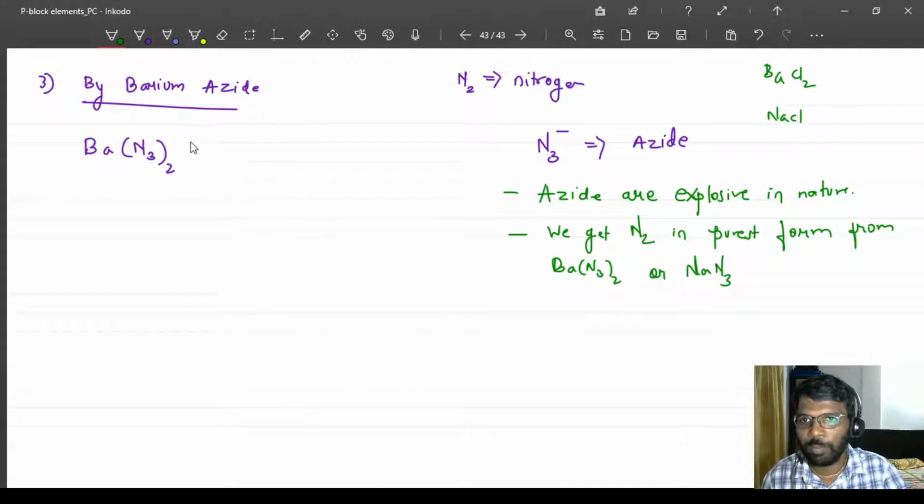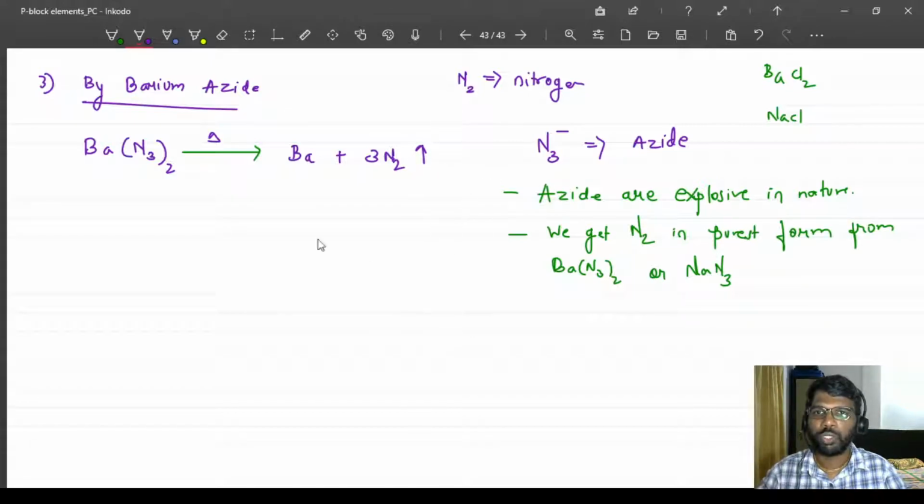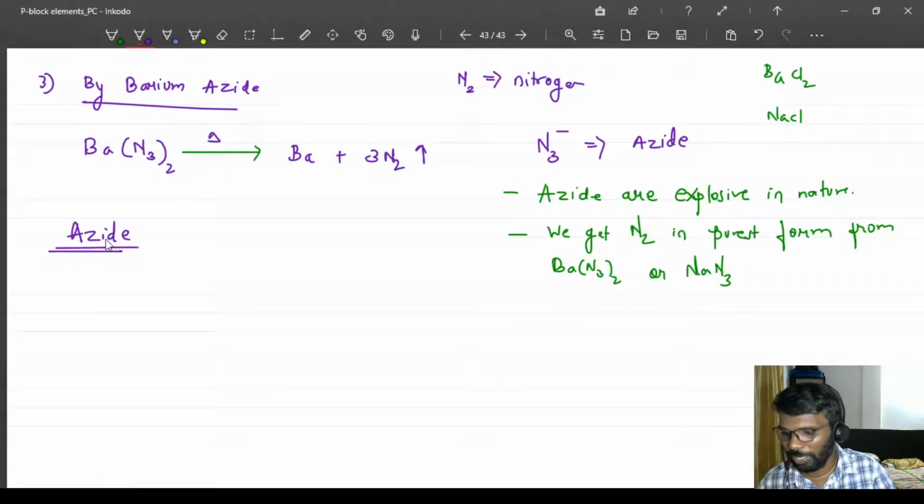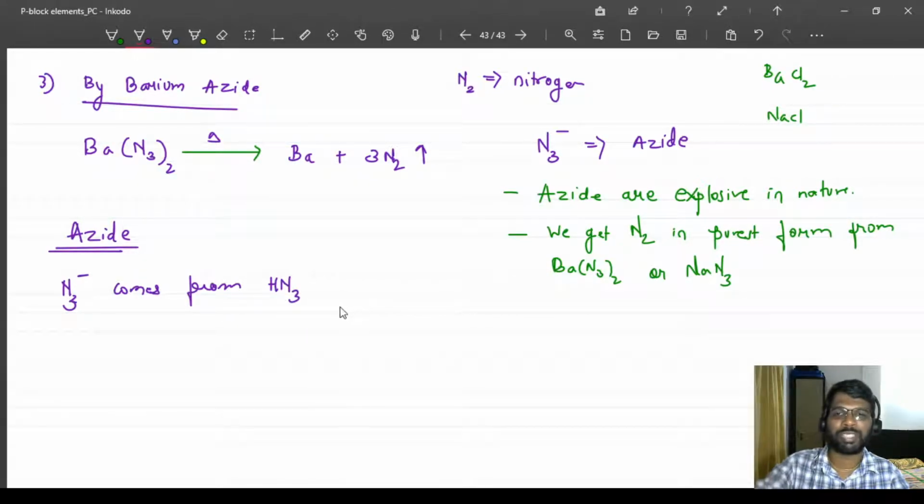So if we decompose this, that means if we heat this compound, then what I will get is barium plus 3 moles of N2 gas, and this is the symbol for a gas. So when it comes to the azide, what will be its structure? And where is it coming from? N3 minus comes from HN3. This looks similar to NH3. Don't get confused. This is HN3.